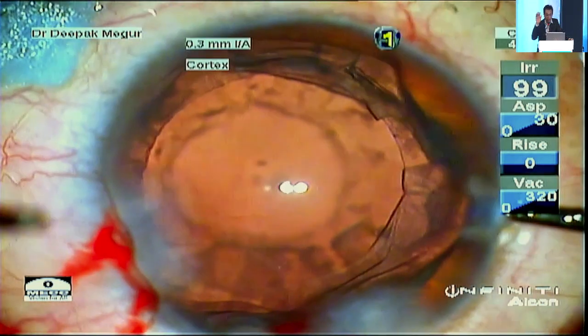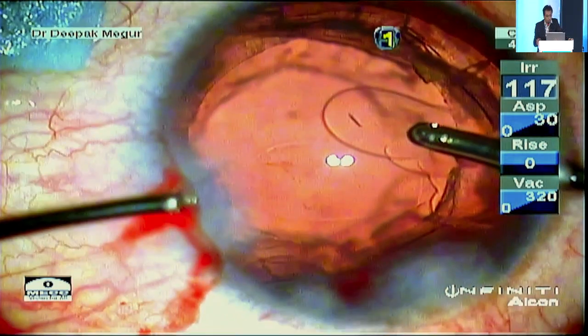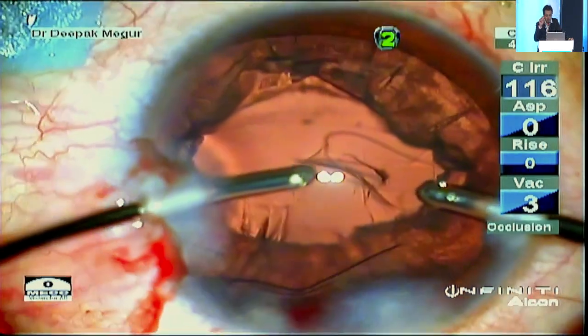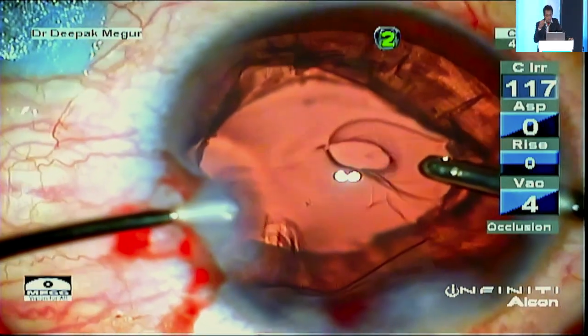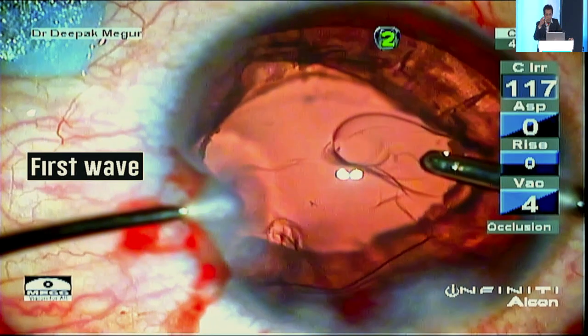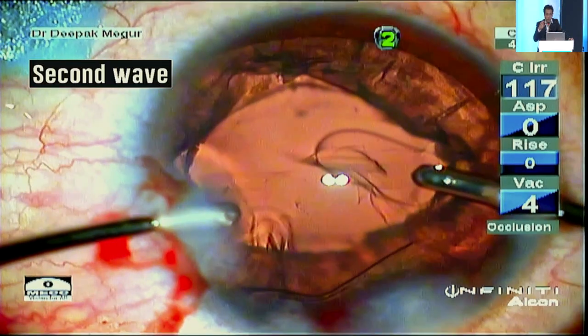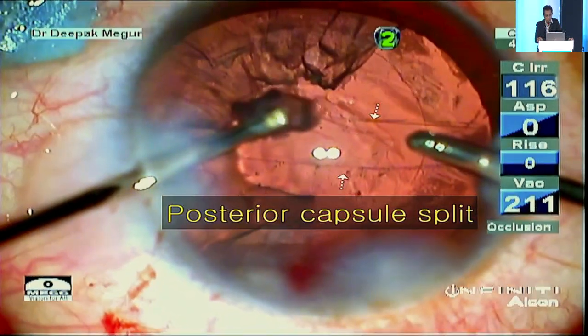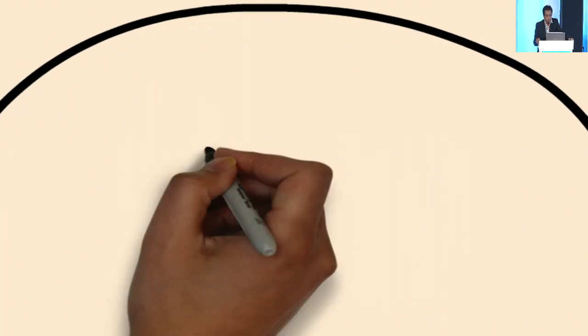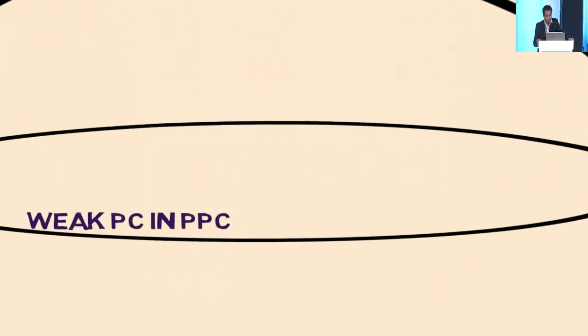So with a very high bottle height and the chamber already filled with OVD, I went in with the irrigation on, and we can literally see there are two waves happening. The first wave is of the posterior capsule, and the second wave is of the anterior hyaloid. So in this small clip, you can see that the anterior hyaloid rupture and the posterior capsule are two independent entities. And in these weak eyes, weak in the sense that scleral rigidity is very low, why does this happen in these people?